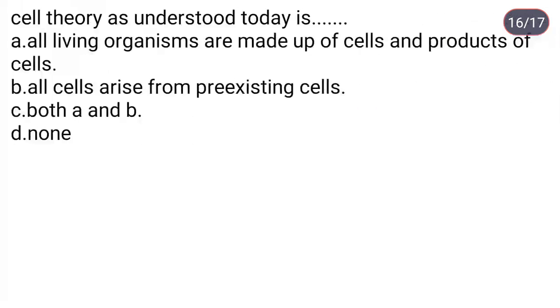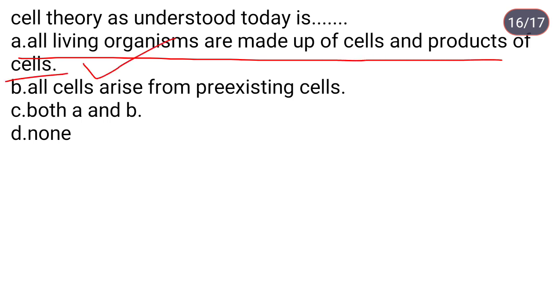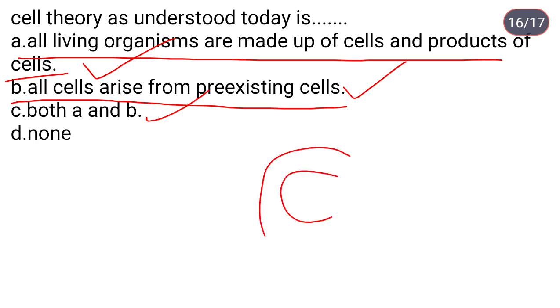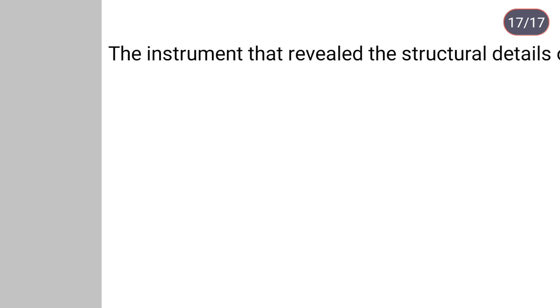So the next question is, cell theory as understood today is. So what is the modern cell theory? It says that all living organisms are made up of cells and a product of cells. This is absolutely a correct statement. All cells arise from the pre-existing cell. This is also a correct statement. So both A and B are correct statements, and the answer is C.